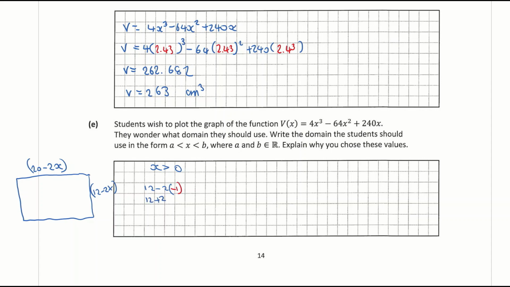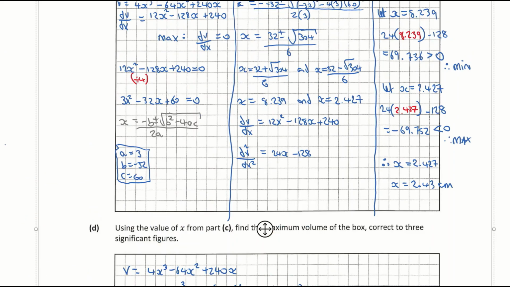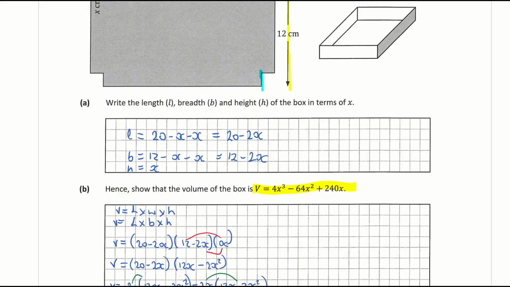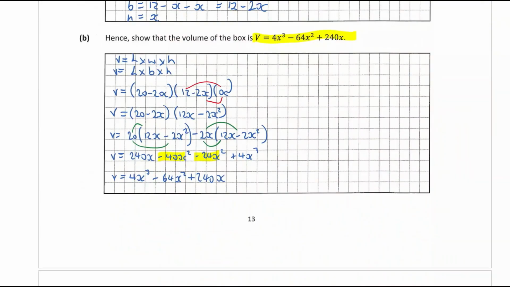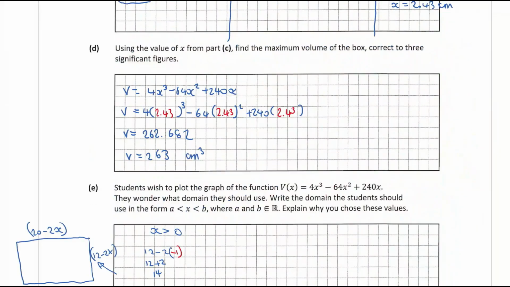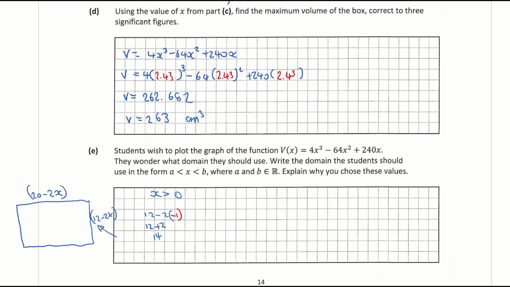So 12 plus 2 would be 14. But the width of this box can't be greater than this 12. It can't be above the 12, because if we scroll back up to the top of the question, the total width of the cardboard is 12. So obviously I can't make that into a 14. So that's the first value of x. We can't go below 0. So that's my first input for my domain.